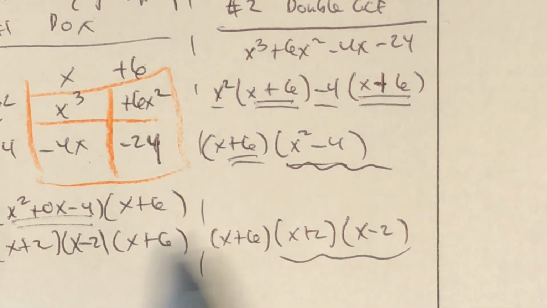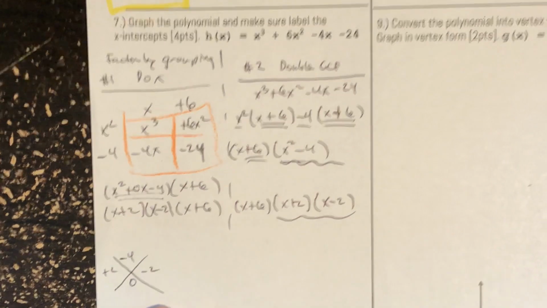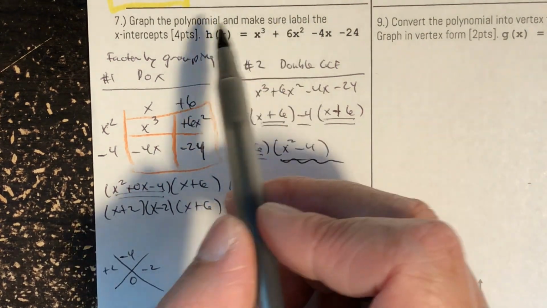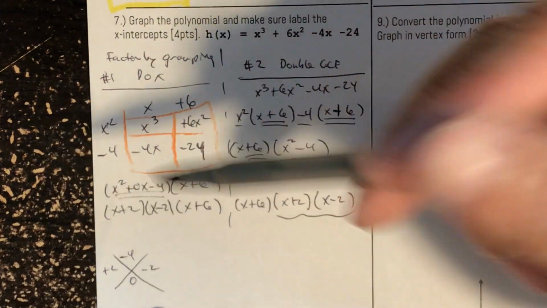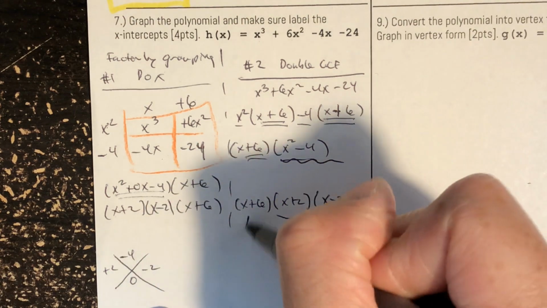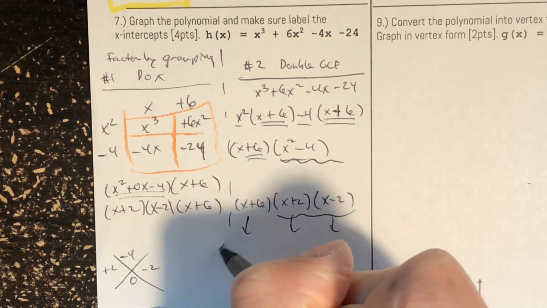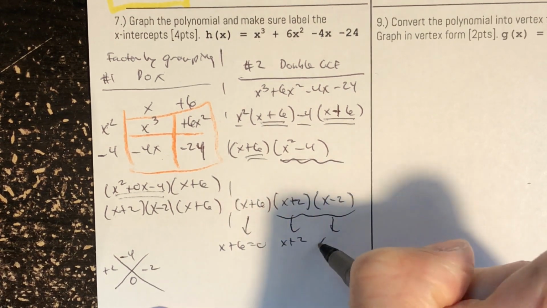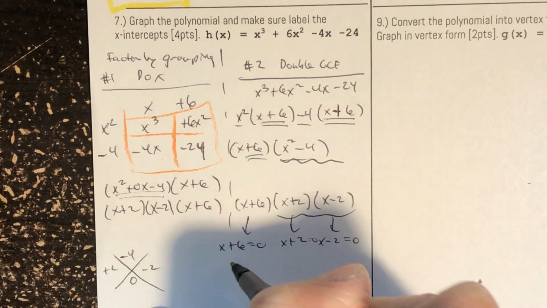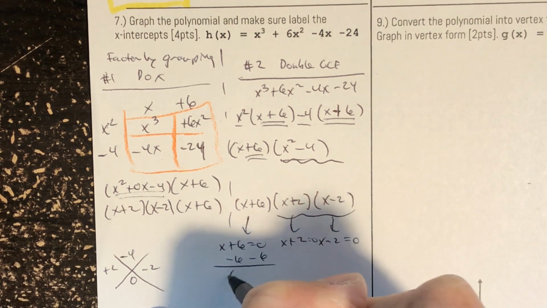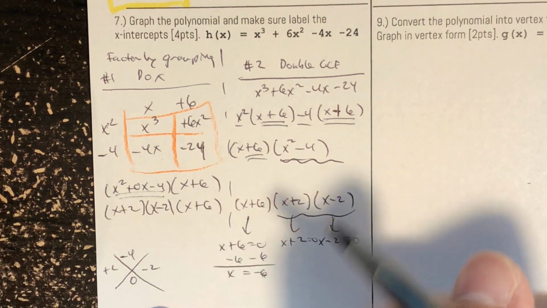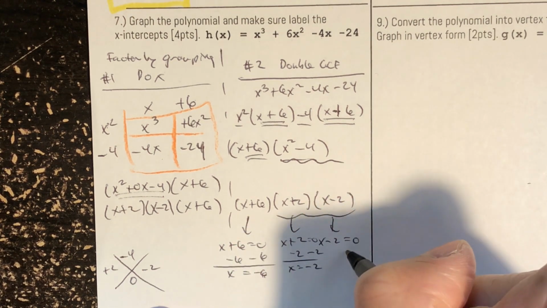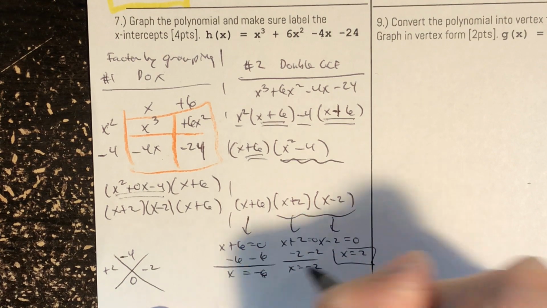Okay, so either of those methods would give you the x-intercepts. And it says now, let's graph the polynomial, make sure to label the x-intercepts. So basically what you're doing is you're algebraically showing me where the x-intercepts are. So now we're going to apply the zero product rule. What does that mean? Set it equal to 0. And then we're going to figure out x values. So subtract 6. x equals negative 6. x equals negative 2, and add 2 there, x equals positive 2.